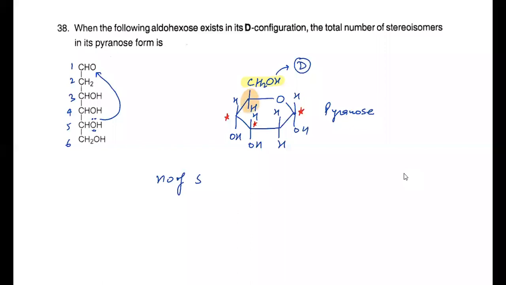This is also a chiral center position, but we are not disturbing it because D configuration is given in the question, that is fixed. Pyranose structure is fixed, that we also can't change. We can only change the position around 3 star carbon. So the number of stereoisomers will be equal to 2 power 3, which is simply 8. The answer for this question is 8.